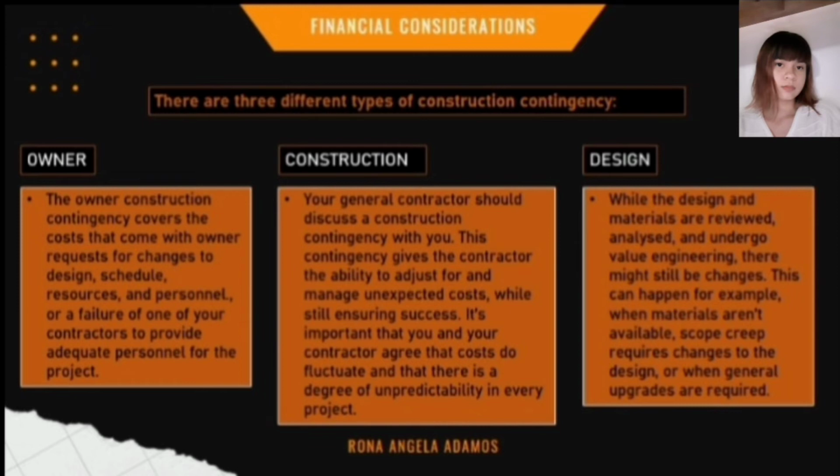First, the owner. The owner construction contingency covers the costs that come with owner requests for changes to design, schedule, resources, and personnel, or a failure of one of your contractors to provide adequate personnel for the project. Think of things like adjustments to the construction plan to accommodate for unexpected environmental conditions, a change in funding due to cancelled or delayed government guarantees, or a failure of one of your contractors to provide adequate personnel for the project.